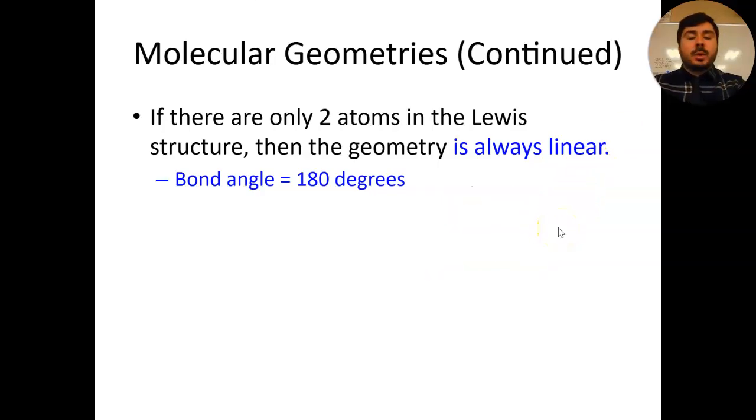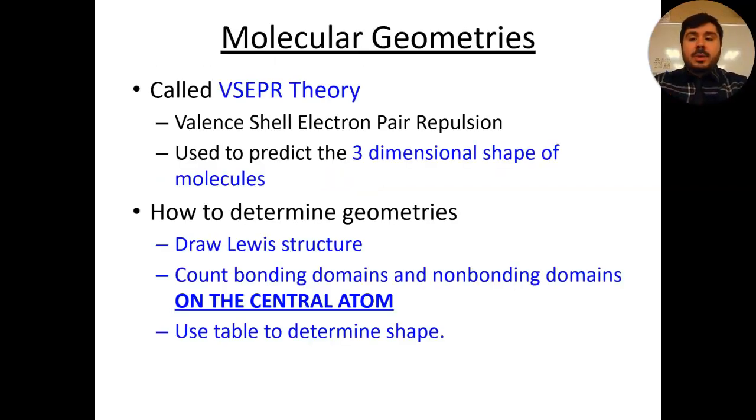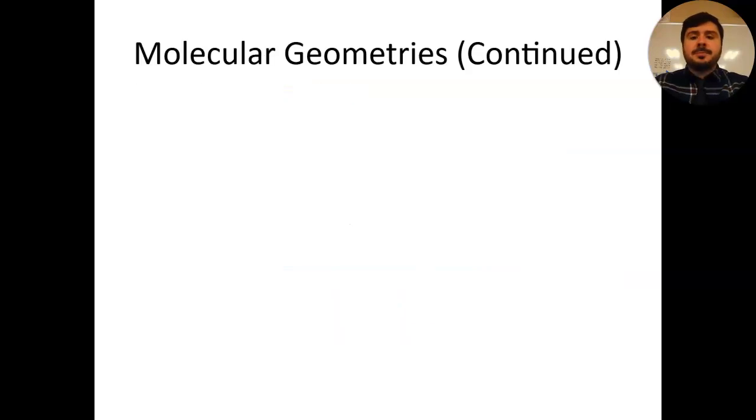Now, to make things a little bit more complicated, what happens if we have more than two, right? We've got three or more. Well, that's where the central atom comes into play. First things first, we have to be able to define what a bonding domain is and what a non-bonding domain is, right? Because that was one of the big things. If we go back a couple here, it says count the bonding domains and the non-bonding domains on the central atom. Okay, and it's specific to the central atom.